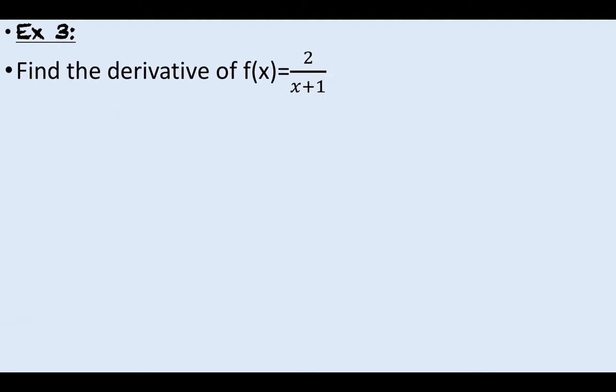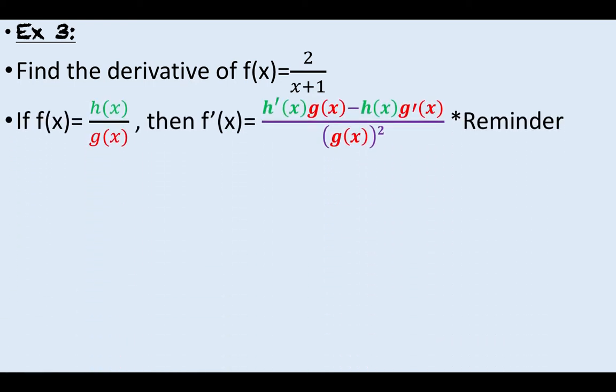Okay, so we left off at example 3 in our last notes. We're going to find the derivative of f of x equals 2 all over x plus 1. So here is the quotient rule, and I like to say it like this. If you want to take the derivative of a function where there's a top function and a bottom function, what you do is you take the derivative of the top function while keeping the bottom the same, minus, keep the top function the same, take the derivative of the bottom function, all over the bottom function squared.